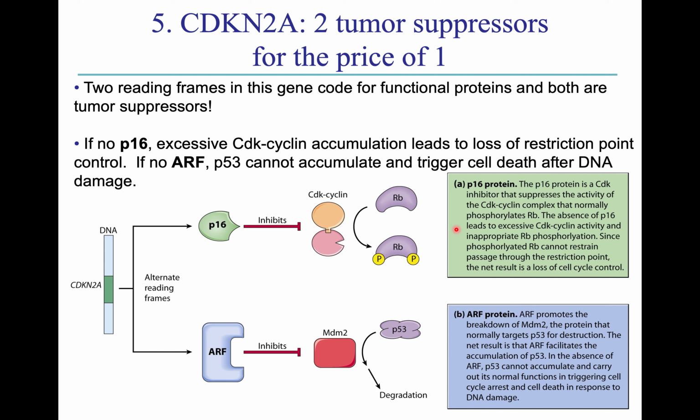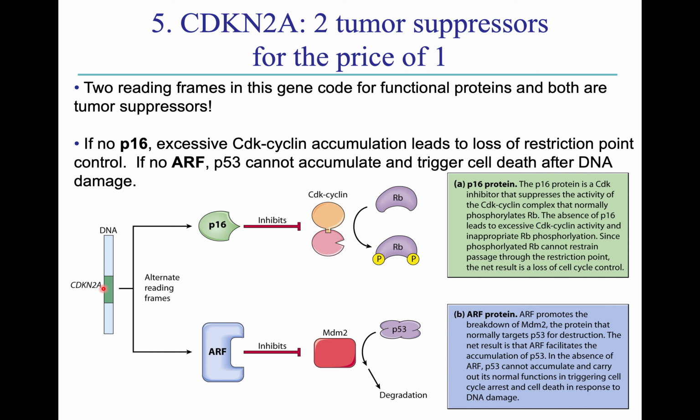Next example, this one doesn't get talked about a lot, but I think it's really unique, so it's worth mentioning. It is the CDKN2A tumor suppressor gene, which is particularly interesting because it actually produces two tumor suppressor proteins from a single gene. I don't know if you're familiar with the phenomenon of alternate reading frames, but this would be a gene that has two different start codons, and depending on which start codon you start translation from, you produce two entirely different proteins. In this case, both of the proteins happen to be tumor suppressor genes.